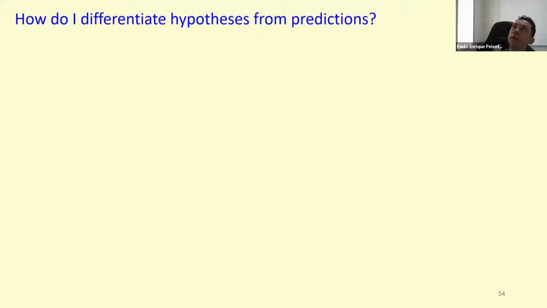But an associated issue when I explain hypotheses and predictions is how people could differentiate hypotheses from predictions, okay? Because, at least in the first impression, it seems to be not so easy to differentiate them, but I hope I will be able to show you that actually it is easy.